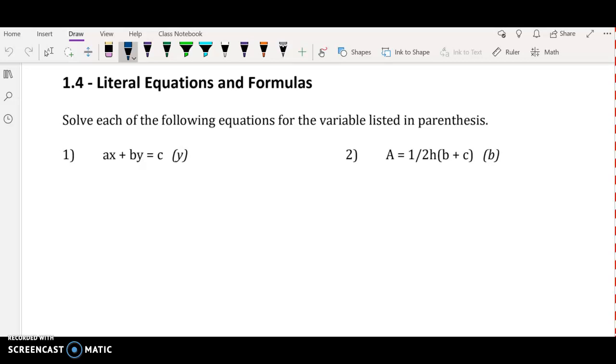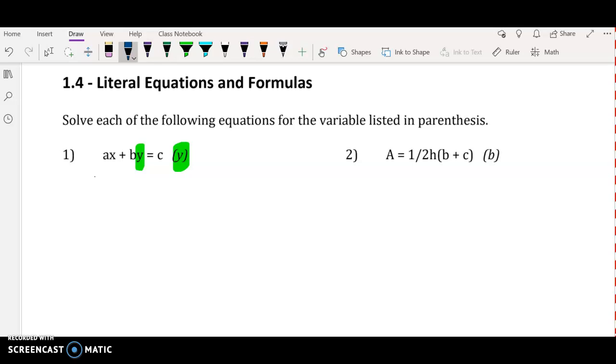Hello, today we're going to be solving literal equations and formulas. So from the last lesson we had talked about just a generic equation getting a variable by itself. That's what we're going to start with here. We want to solve for the variable that's in the parentheses after the equation. So for this one we want to get y by itself.